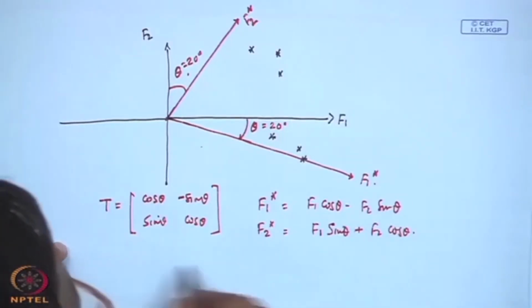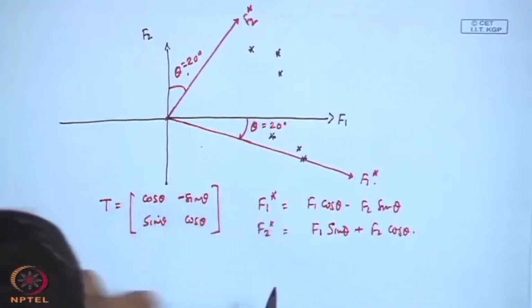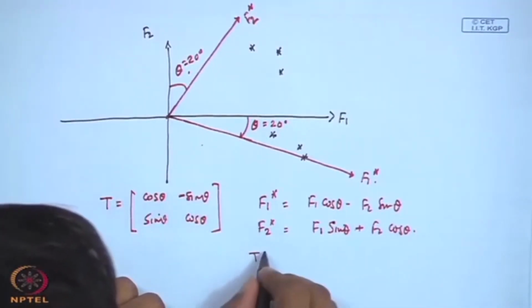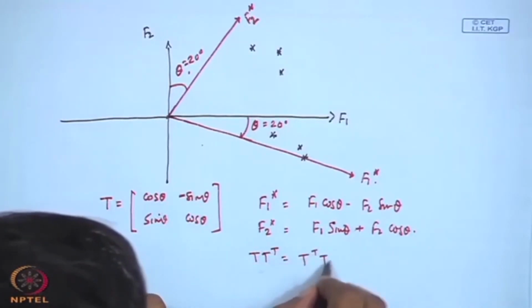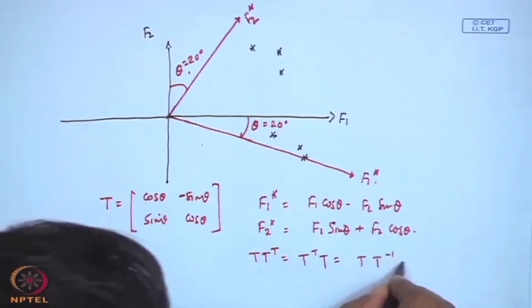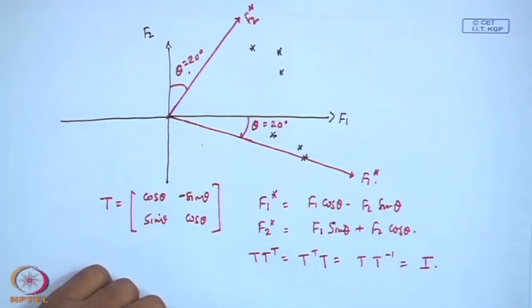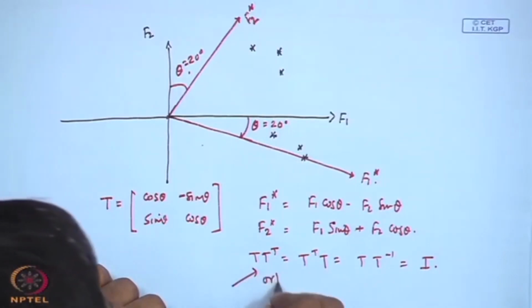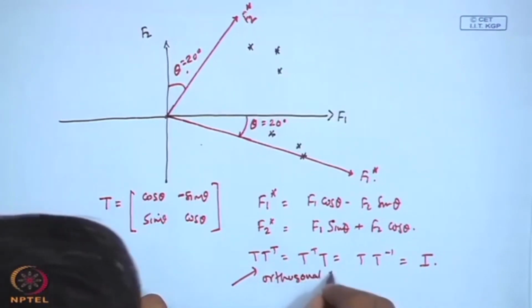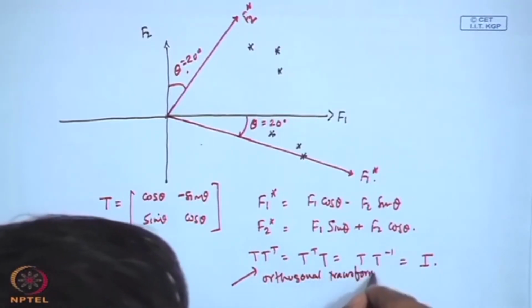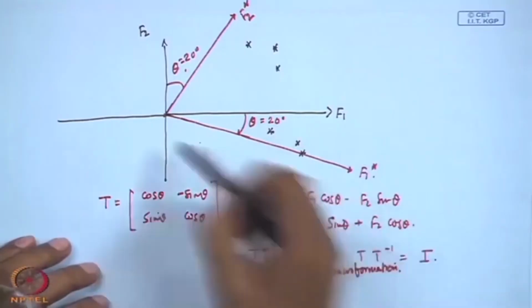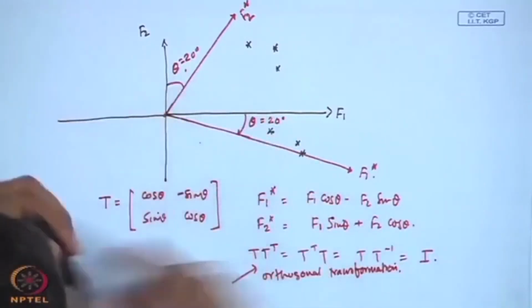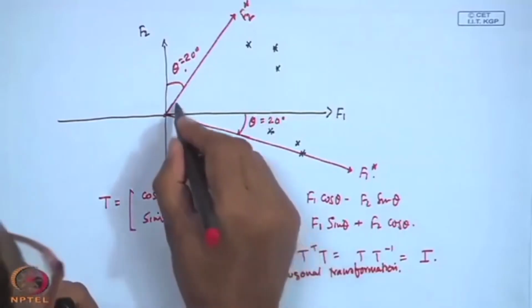We have also seen that if T transpose equals T inverse, that is, T transpose T equals I, then we say this is an orthogonal transformation. We have done that because rigid rotation keeps the 90 degrees intact.